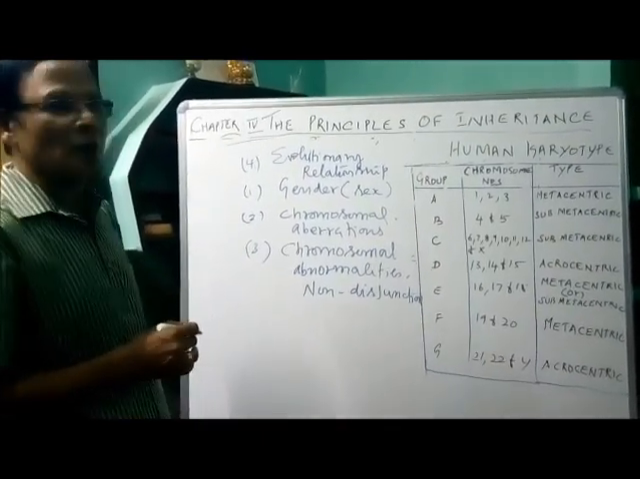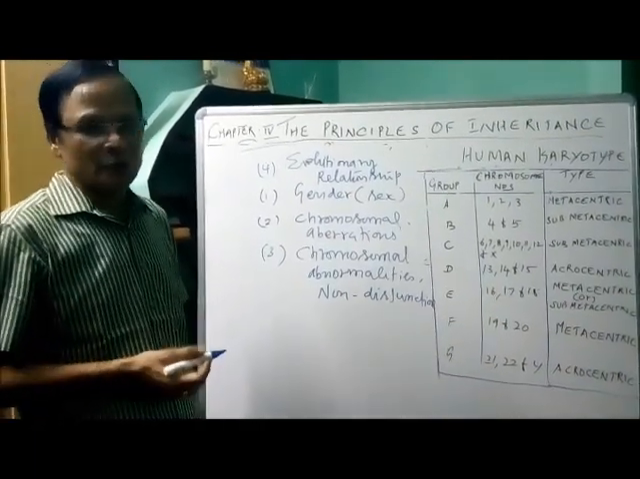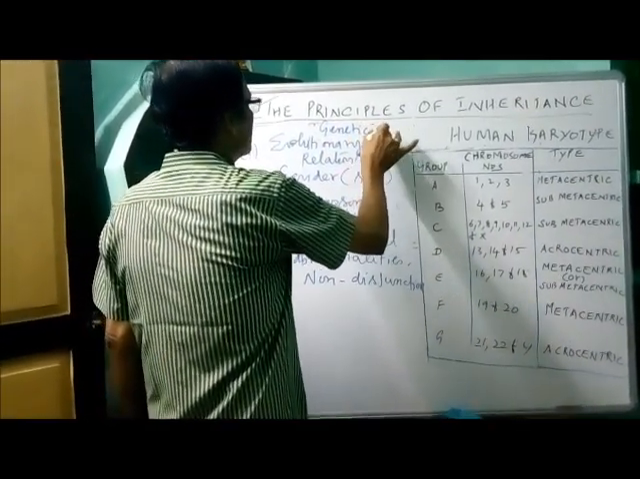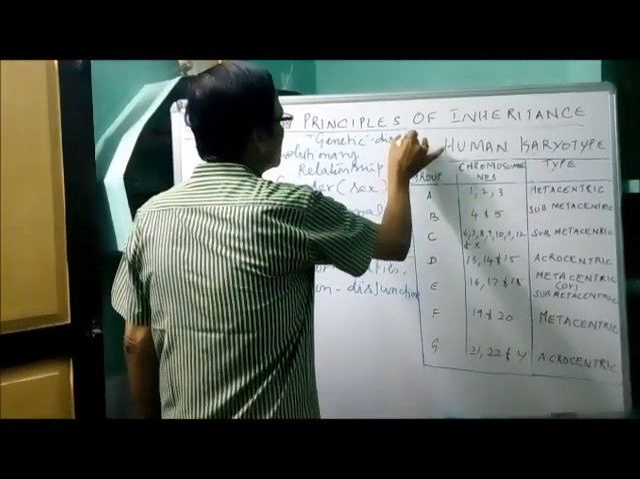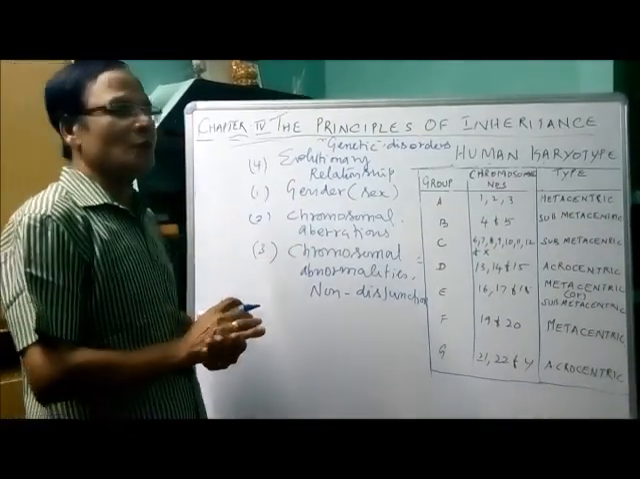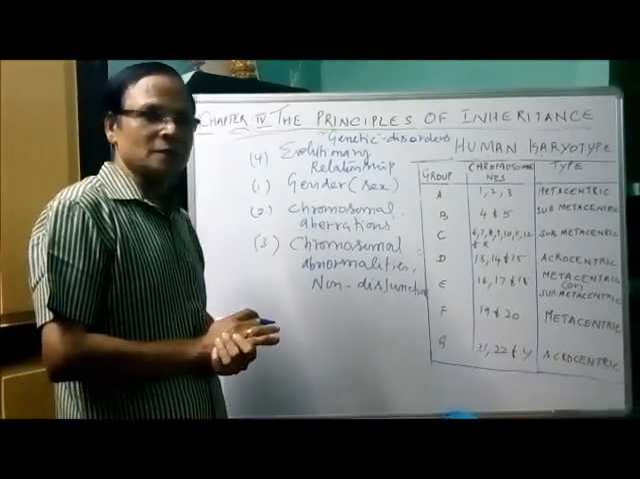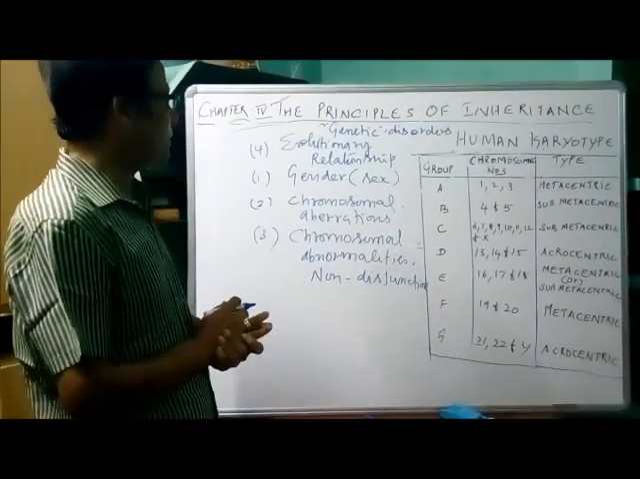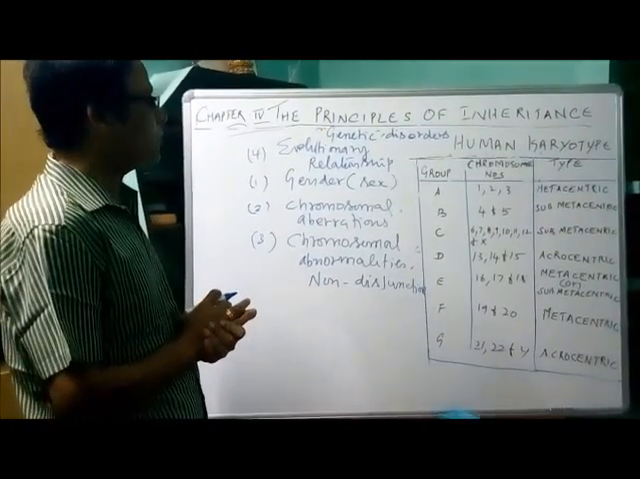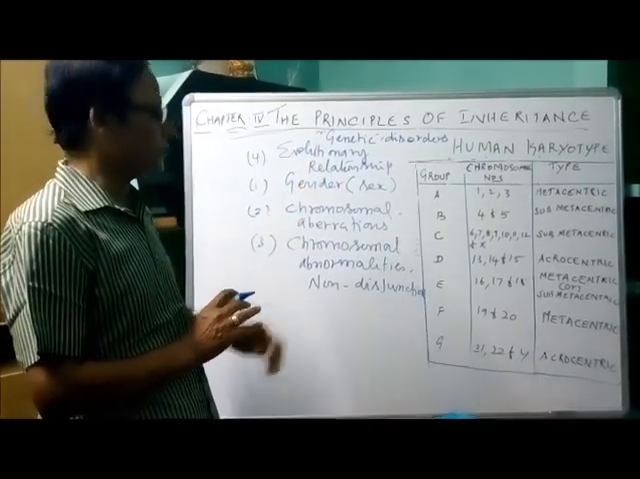The last one: it also helps to predict, or rather depict, genetic disorders. So it helps to identify the evolutionary relationships between the species and is also used to detect genetic disorders in the case of human beings. These are the advantages of karyotyping. Now we have to go to the human karyotype. What is the nature of the human karyotype?